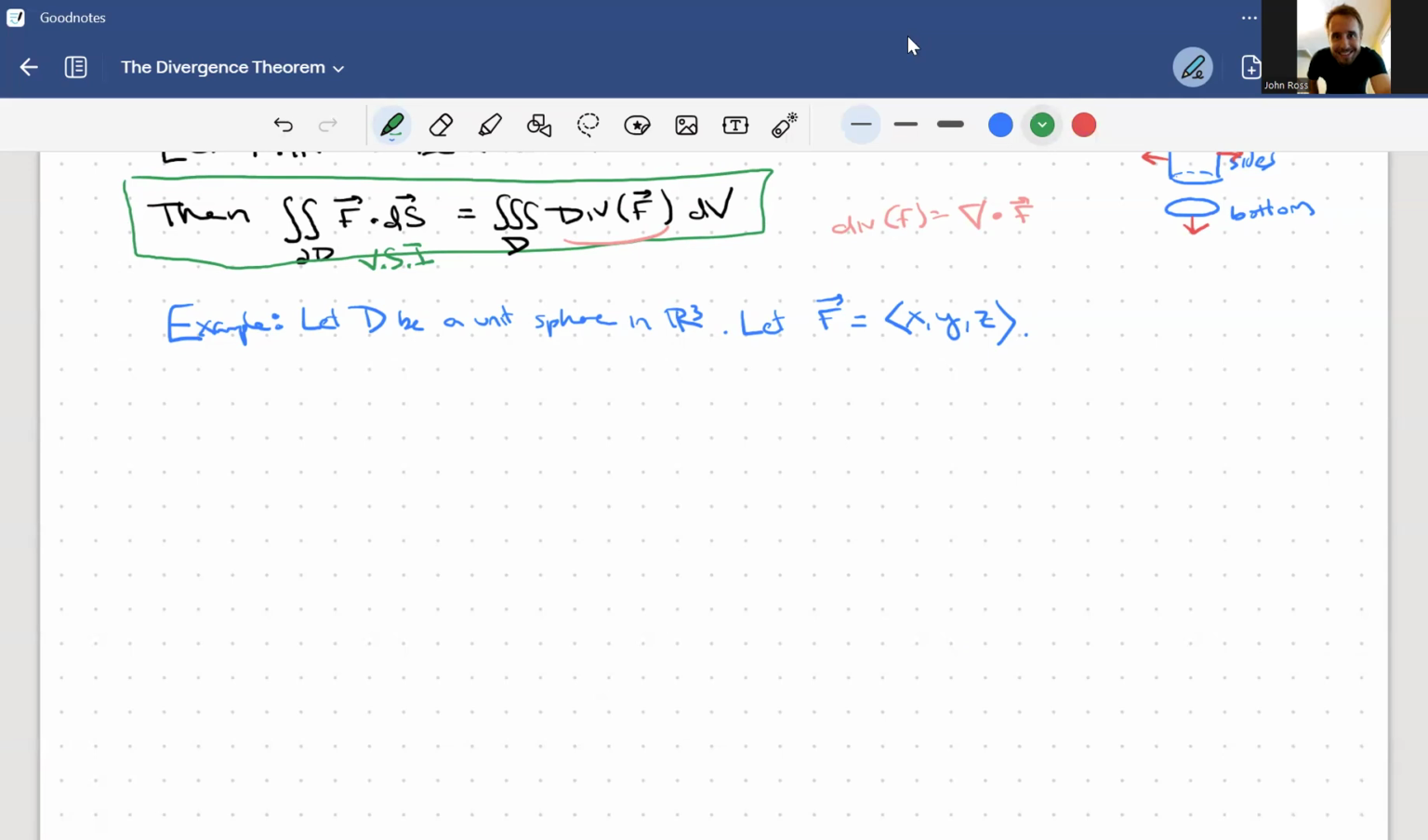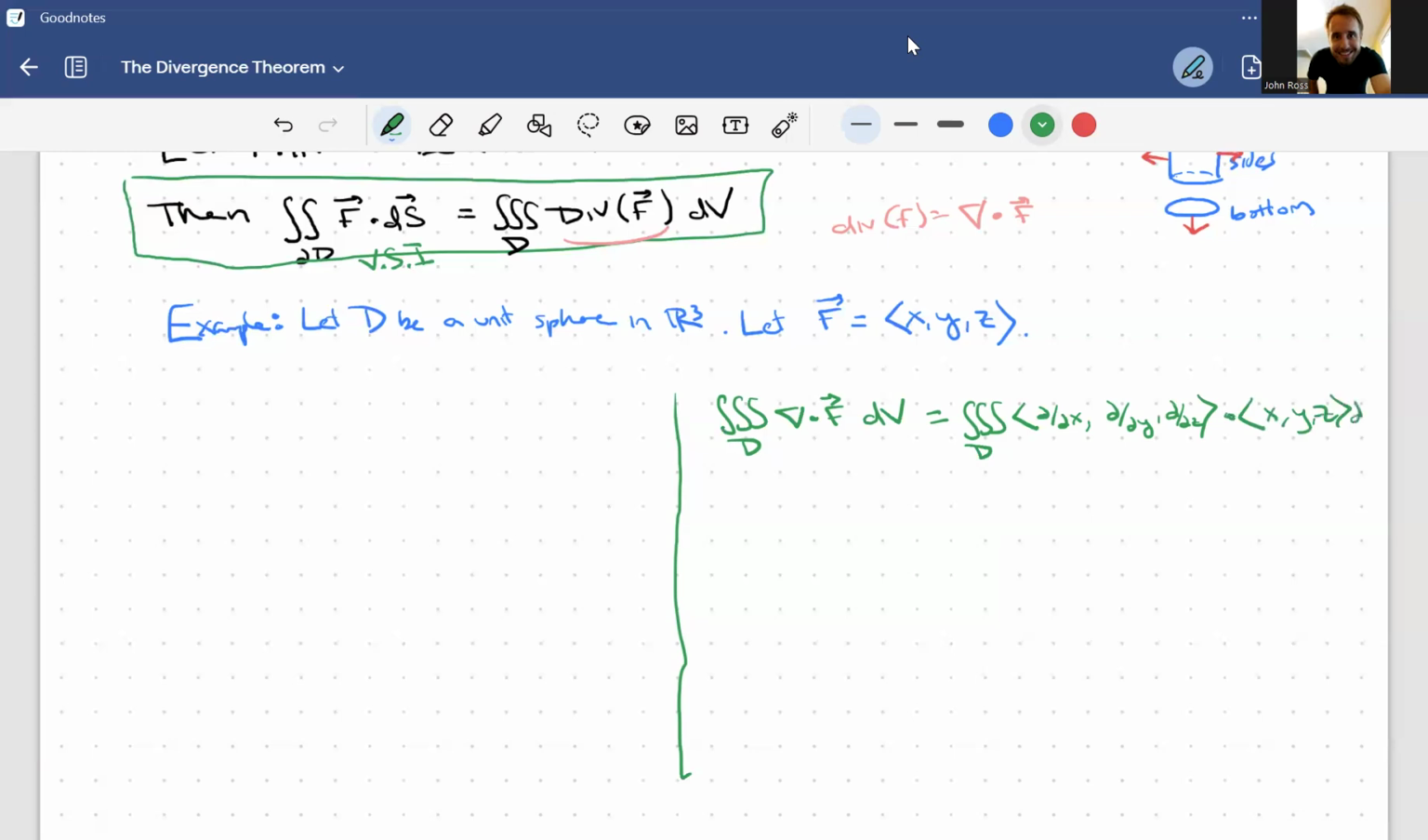Now I'm actually going to start on the right because I think we'll see it's a little bit easier to compute. This is a triple integral over this sphere of the divergence of F dV. Now, because it's a sphere, I'm anticipating spherical coordinates might be necessary here. But I'll point out that with a little clever trick, in this particular case, we won't have to use spherical coordinates. Because what happens when we compute the divergence of this vector field?